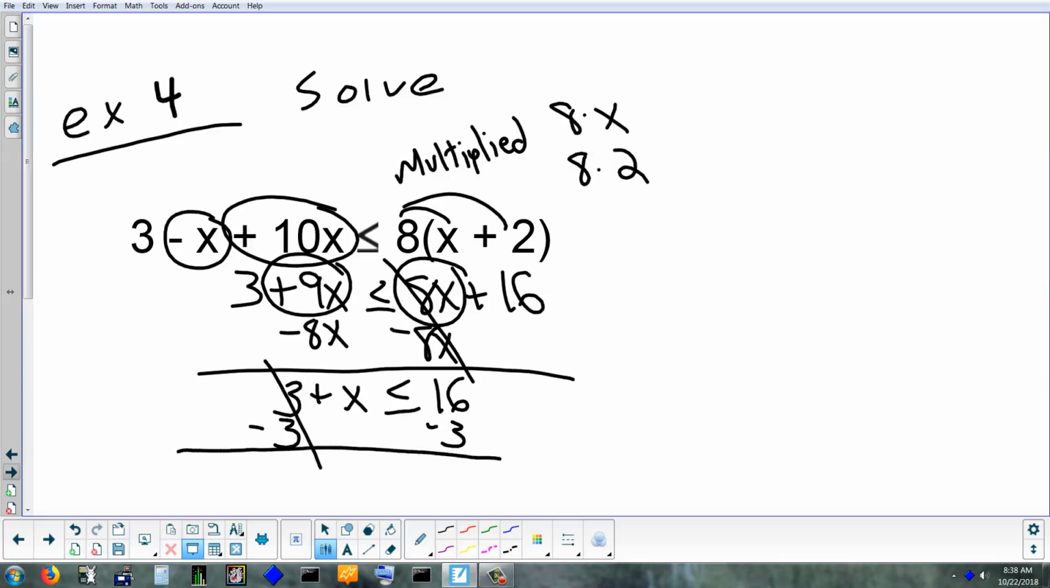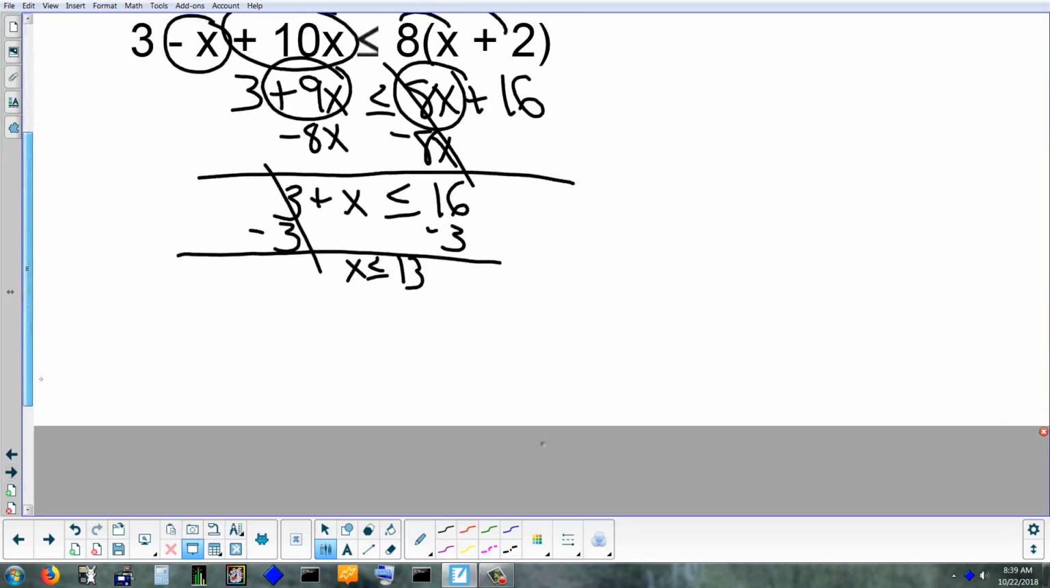The 3 cancels out. X, I'm just going to bring it down, I didn't use it. Bring my sign down. And then 16 minus 3 is what? 13. Am I done? Yes.